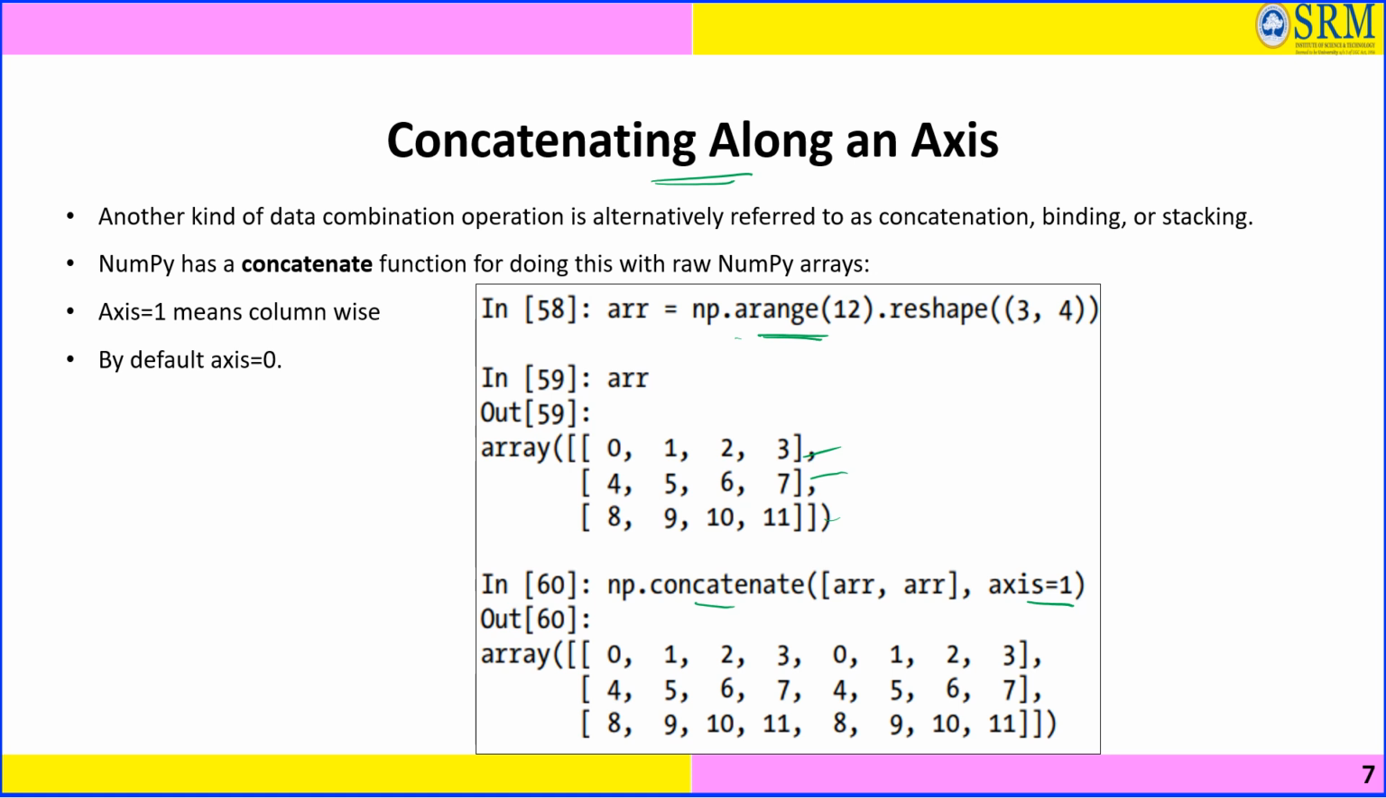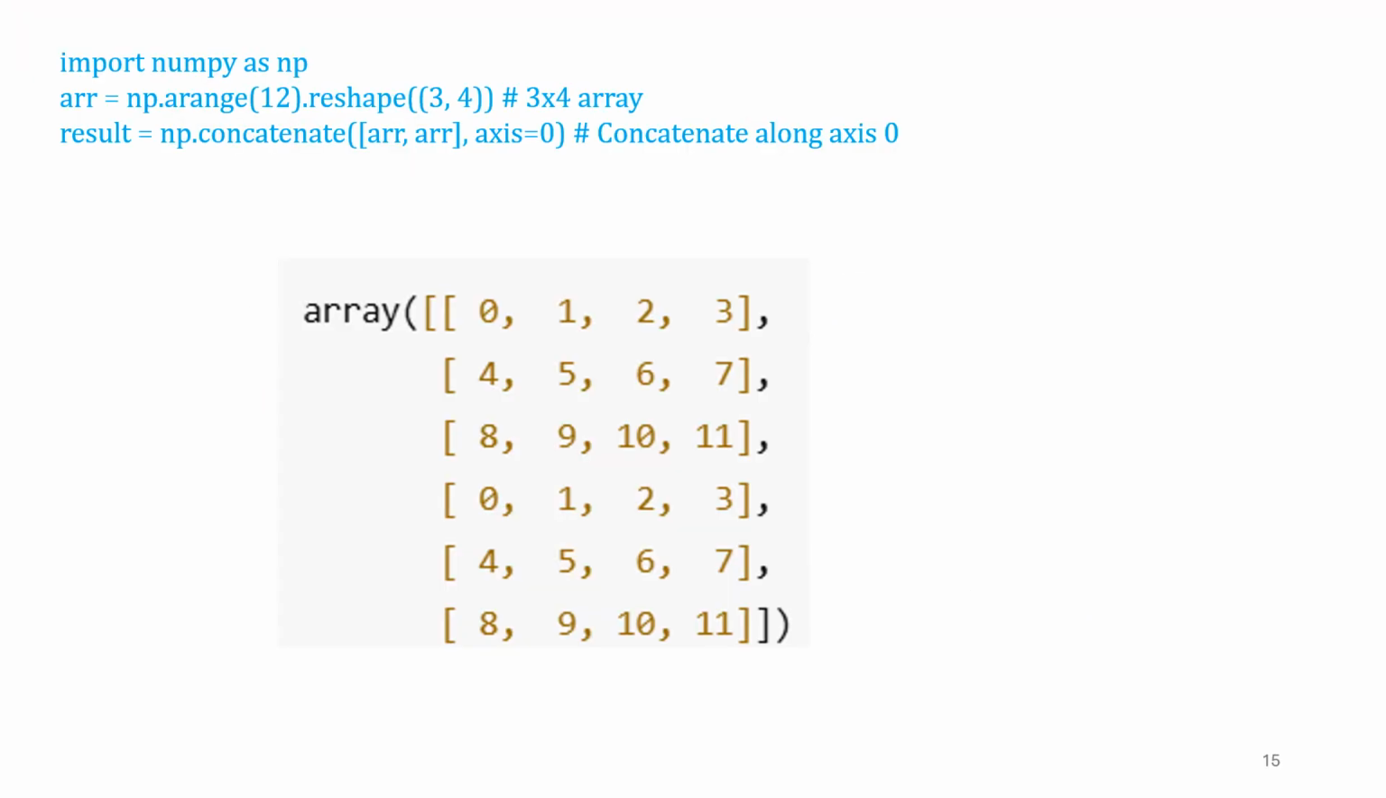Horizontal stacking means you already have this array, 0, 1, 2, 3, 4 like that, and then this is one more array. Both have to be concatenated, but in what fashion? Horizontal fashion. If nothing is specified, it is considered as column wise stacking. So this is for column wise, same thing.